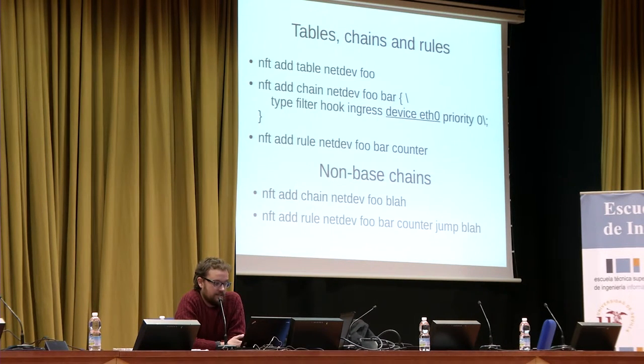On the second item, we have nft add chain. This is basically adding a chain for the netdev family at the foo table, and the name of this chain is bar. Between the curly braces, we define the type of chain. In the case of ingress, we so far only have the filter type. Then we specify the hook, which is ingress, then we indicate the device, and then the priority. Priority is a signed integer, and it determines, if you have more chains, the order. Negative ones are placed before positive ones.